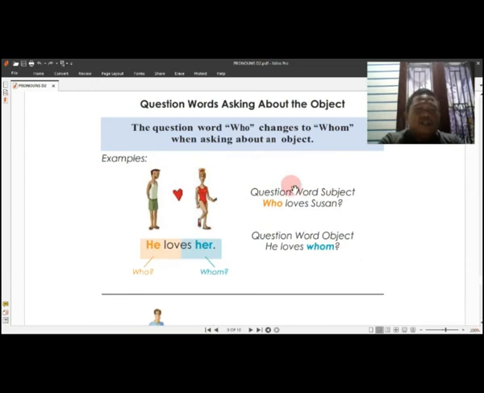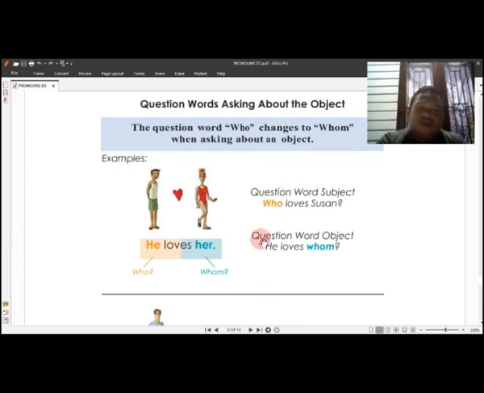Okay. The question word who changes to whom when asking about an object. So in WH questions, we have so many W questions like what, where, who, whom, whose, when, and etc. Right? There are lots of them. So in this section, we talk about who. When we want to talk about the subject, we use the question word who. But when we want to talk about or the answer about the object, we will use the question word whom.